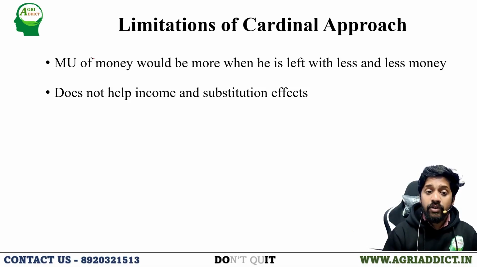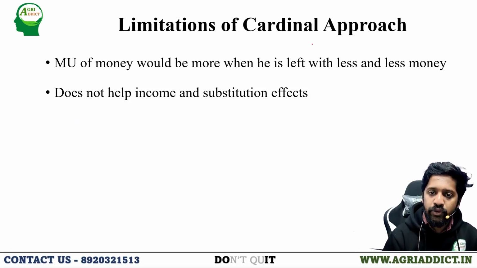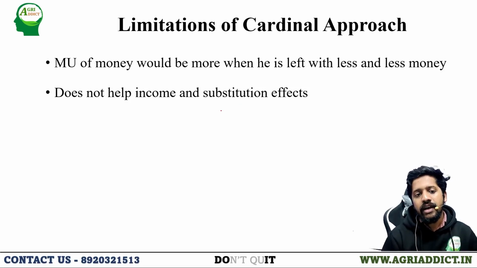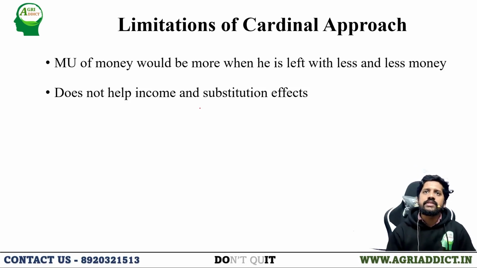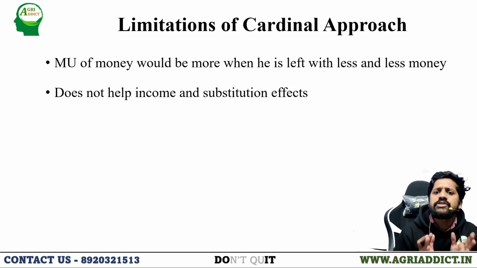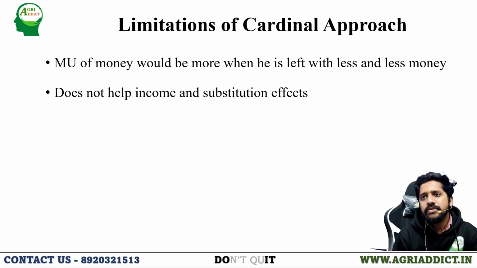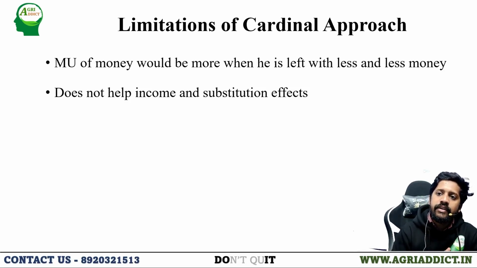And coming to the limitations of the whole cardinal approach, first, one of the basic assumptions upon which the cardinal utility approach was built is that the marginal utility of money should be constant throughout the process. But imagine a situation where I have a monthly salary of 10,000 rupees. In the initial days we spend the money like anything, right? Towards the end, my budget decreases from 10,000 to 9,000, 9,000 to 8,000, and in the last week of the month I will have only 1,000 rupees.